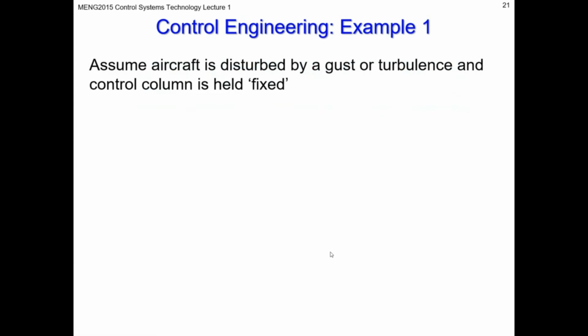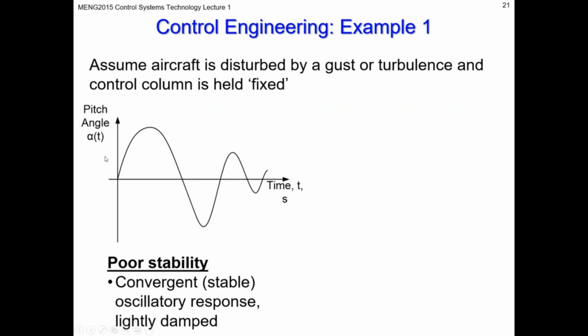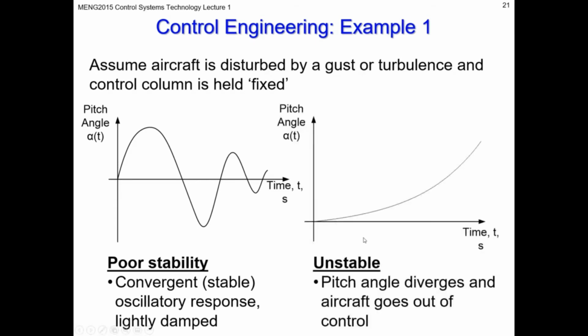All right, so if we have that statically unstable aircraft and it's disturbed by a gust or turbulence, even whilst the control column is held fixed, this is the angle of the aircraft. It's going to rotate. It's going to have an oscillation before it settles back down. It's poor stability. This is convergent because it does eventually become stable. You can see the amplitude of the oscillations is declining over time, but it is oscillatory. It's what would be called lightly damped.